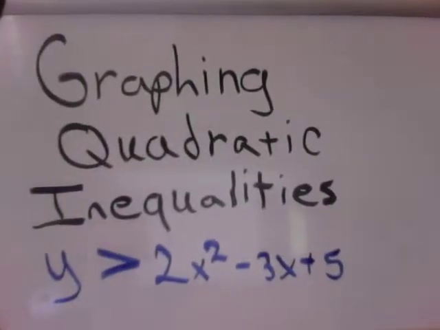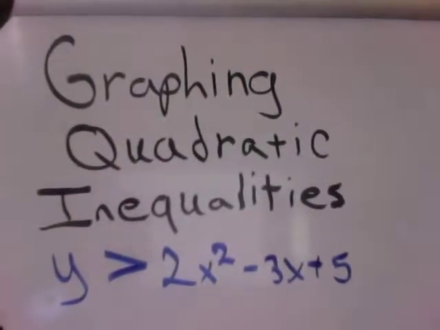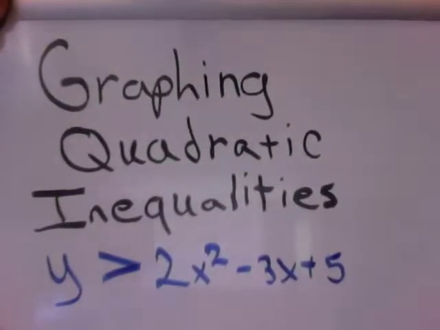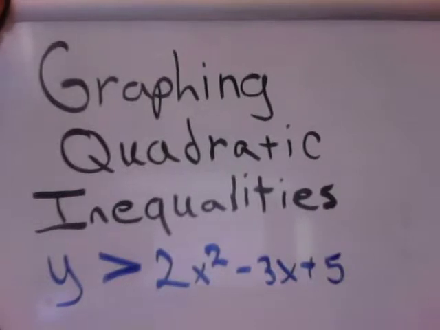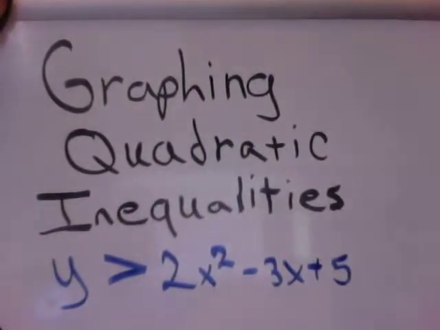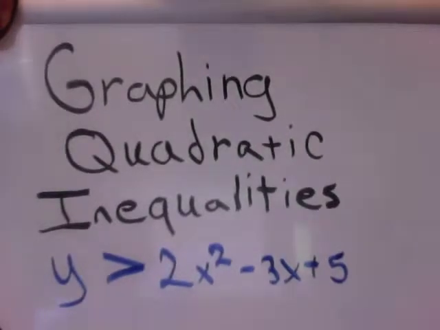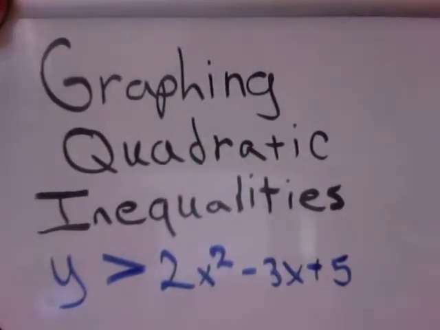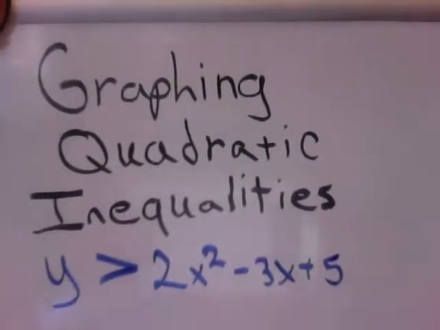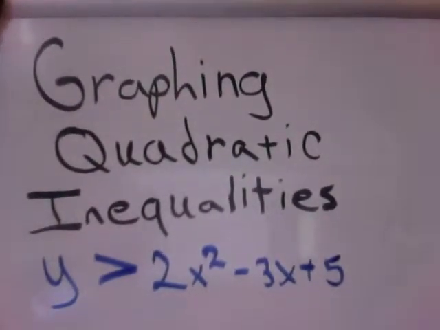Hello. Today, let's talk about graphing quadratic inequalities, such as y is greater than 2x squared minus 3x plus 5. We know this is a quadratic inequality because it has a greater than sign, meaning that it's an inequality, and it has the 2x squared, indicating that we have a quadratic expression.